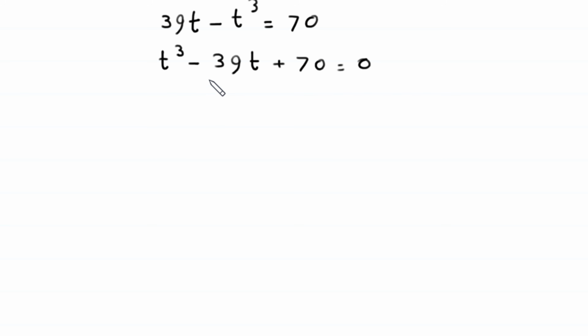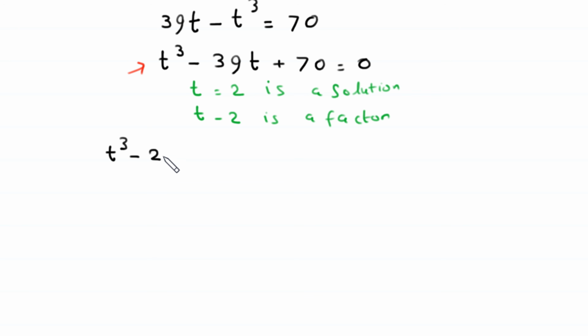Now this is a cubic equation, and we notice that t equal to 2 is a solution, which also means that t minus 2 is a factor. So we rewrite this equation as t cubed, subtract 2t squared, and add 2t squared. We write negative 39t as negative 4t minus 35t, plus 70 equal to 0.